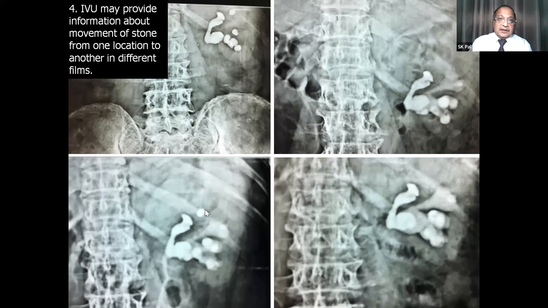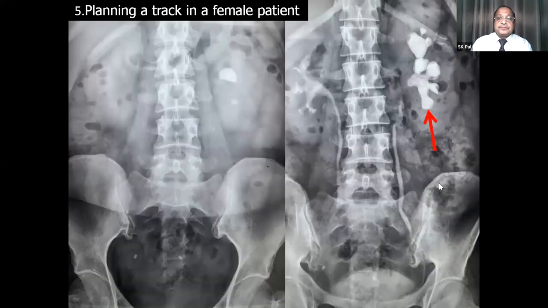IVU series has clearly shown these stones. This stone is here in a hugely dilated system. Then this stone is particularly here. Some stones are in this calyx, some stones are in this calyx. Everything is well known in IVU series. IVU also shows, these are the two stones which you have to remove.